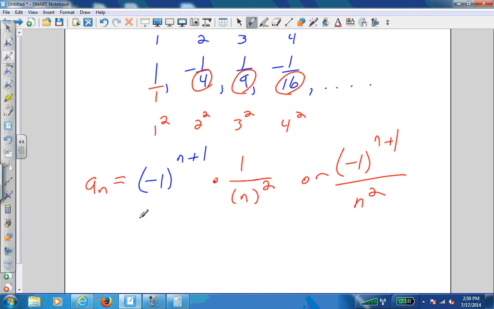So either of those ways are ways of determining the nth term of our sequence. That's the skill that we need to work on developing. If we have a sequence of numbers, can we come up with a formula to define our sequence or to set up our pattern?